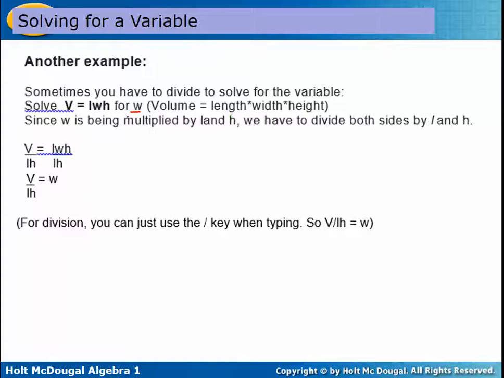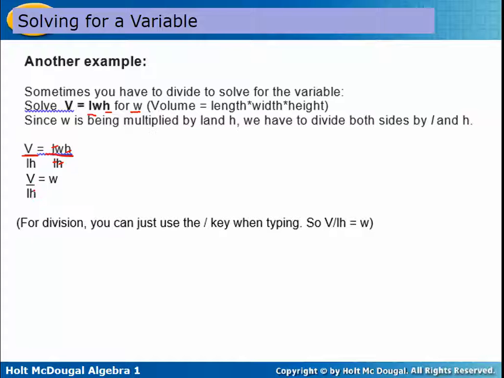Since W is being multiplied by both L and H, we have to divide both sides by L and H. So we're going to divide both sides by L and by H. The L's will cancel, the H's will cancel, and we'll be left with W. On the left side, we'll just have V over LH.